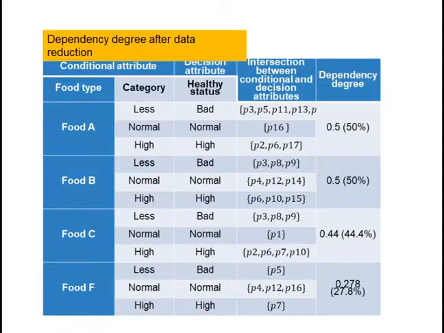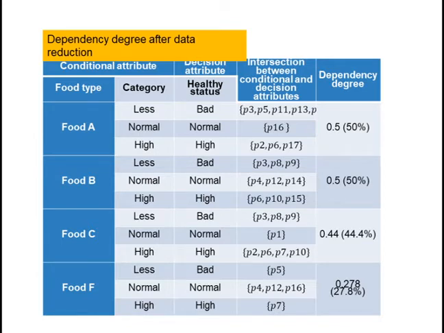Alright, now we are going to calculate the dependency degree. From food A and food B, the healthy status of people depends partially, around 50%, on food A and also B. And food C and F are the same, but the percentage is less than food A and B. So this is the function of the dependency degree.